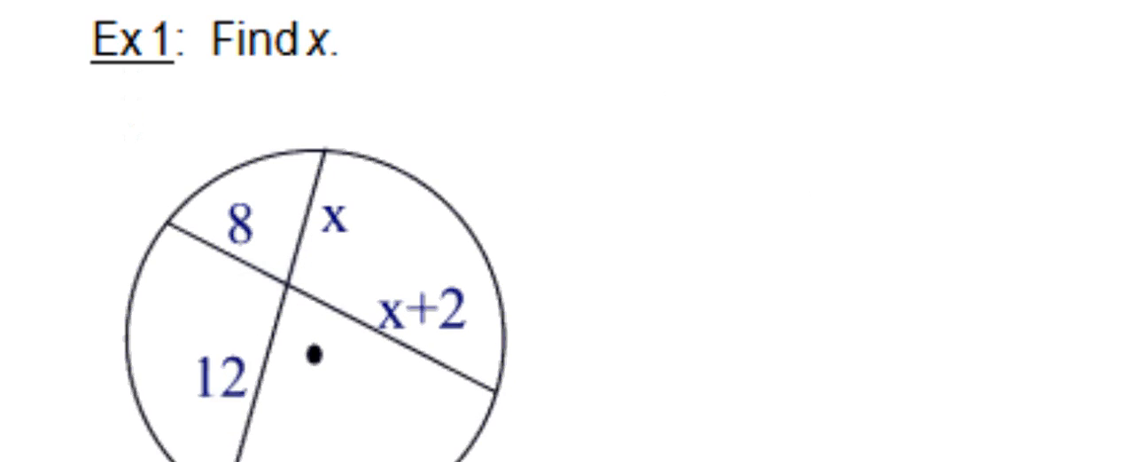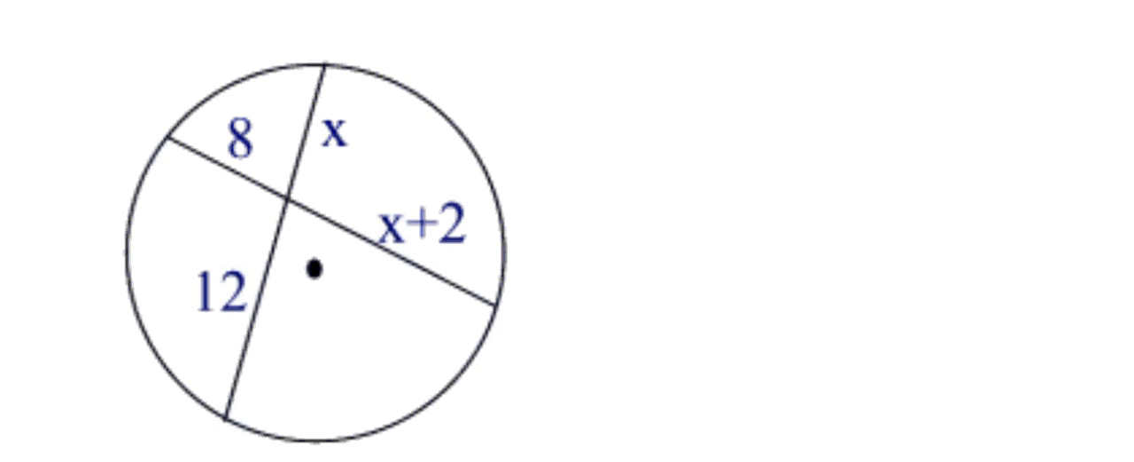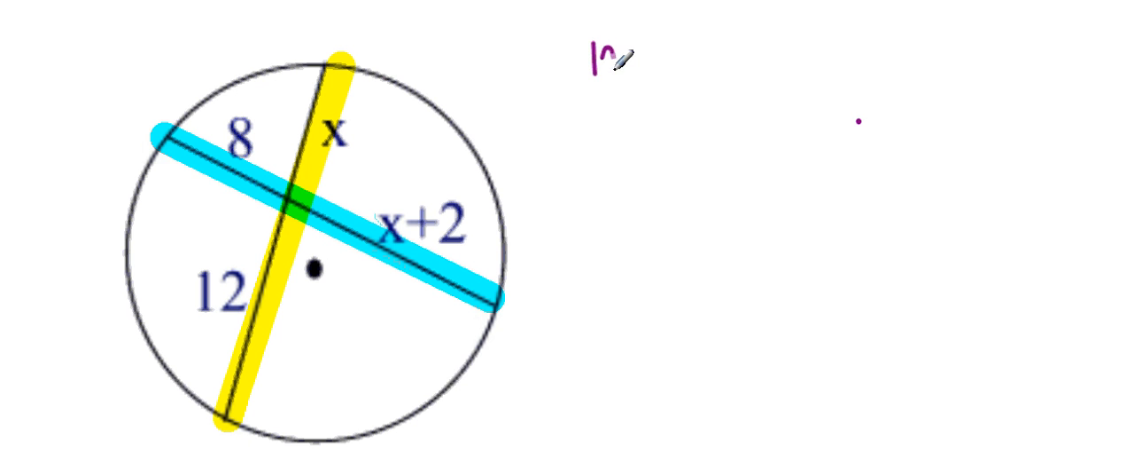In this first example, it says to find X. What we're looking at here is something very similar to that last example that we just looked at, where we have 2 chords that intersect inside of a circle. I'm going to make them yellow and blue. We know that the product of the 2 pieces of the yellow chord has to be equal to the product of the 2 pieces of the blue chord. So in other words, 12 times X has to be equal to 8 times the quantity X plus 2.